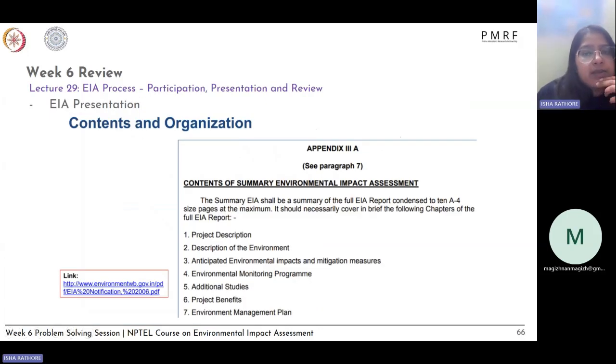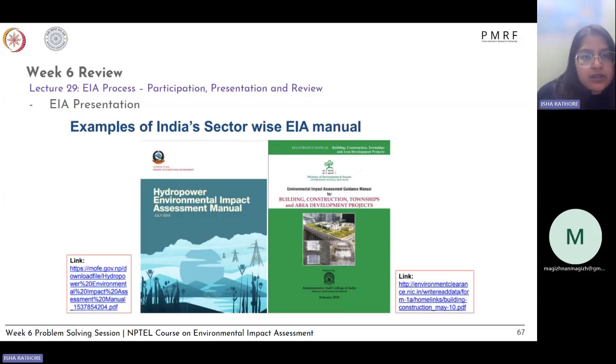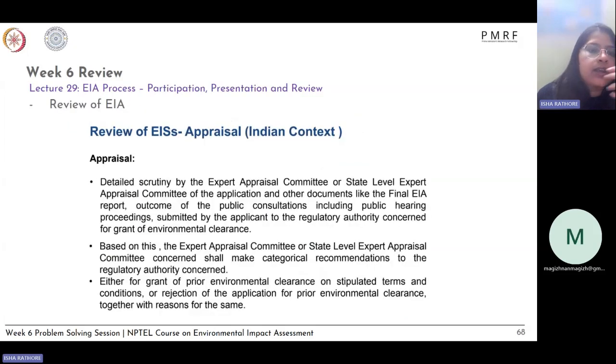Then we also looked at EIA presentation, so how the report is made, what the contents and organization are. First we have the summary, which includes the project description, description of environment, anticipated environmental impacts and mitigation measures, the environmental monitoring program, additional studies, project benefits and environmental management plan. We also looked at certain examples of Indian sector-wise EIA manuals, for hydropower EIA, for building construction and area development projects.